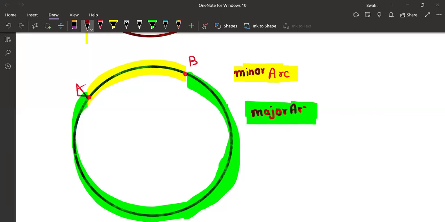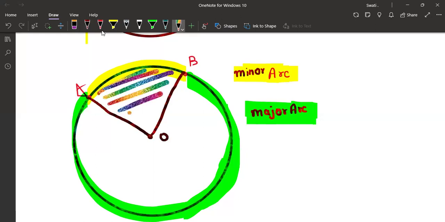Now, if I draw the center of a circle and join the two radii, OA and OB, what is the shaded part called? First, tell me what the shaded part is called only. Don't tell me the time. Just tell me the shaded part.